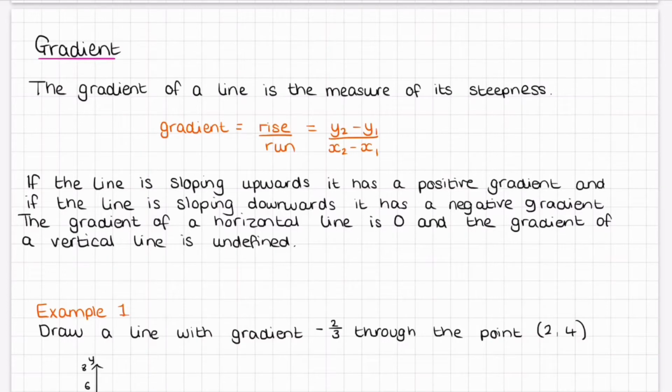If a line is sloping upwards, it has a positive gradient, and if the line is sloping downwards, it has a negative gradient. The gradient of a horizontal line is 0, and the gradient of a vertical line is undefined. As a straight line gets steeper and steeper, the gradient gets bigger and bigger and closer to infinity, and because infinity doesn't exist, the gradient of a vertical line is undefined.